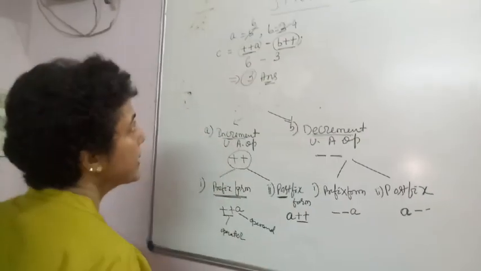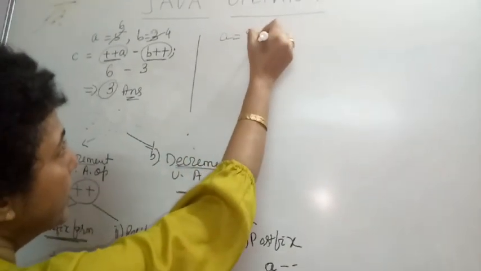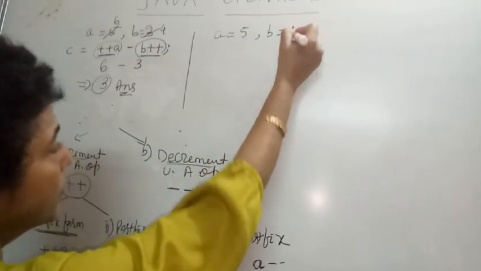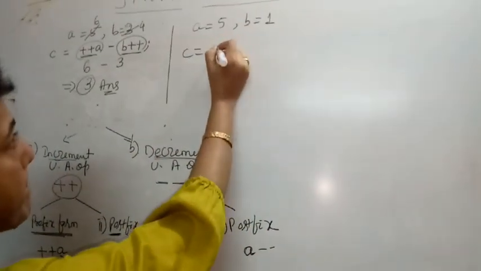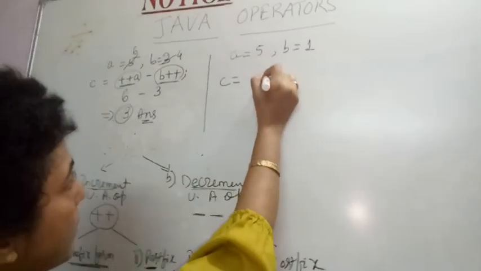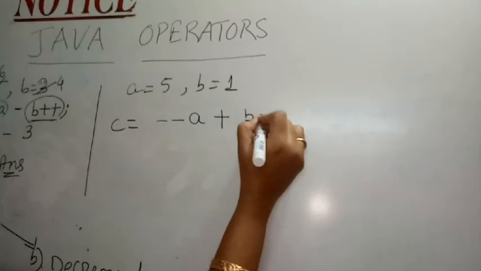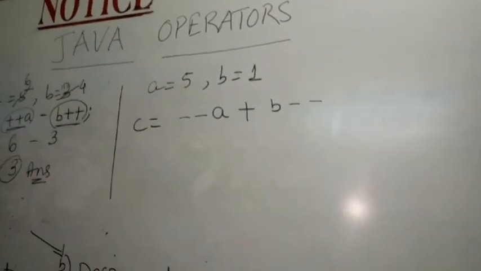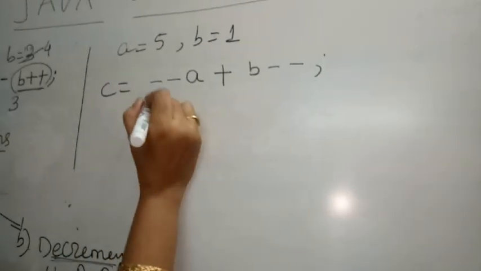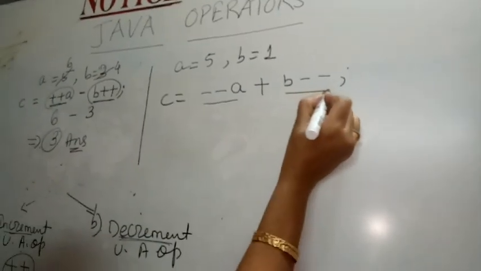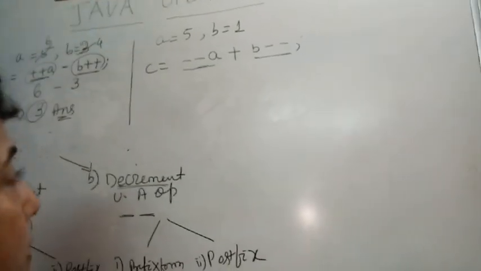Let us take an example of the decrement operator also. Let us say a equal to 5, b equal to 1. Then you have to find out the value of c, which is minus minus a plus b minus minus. I have to find out this. Again, as I have told you, first in an expression you check where the unary operators are. Here is a unary operator, and one more time a unary operator is used.